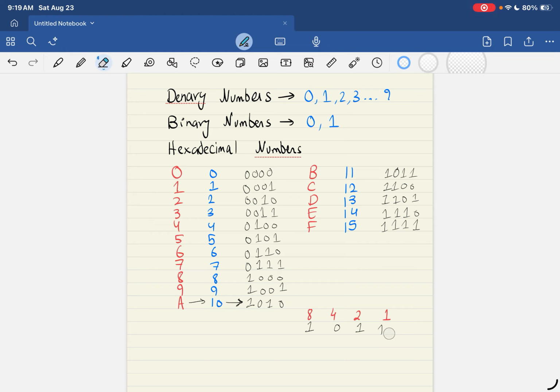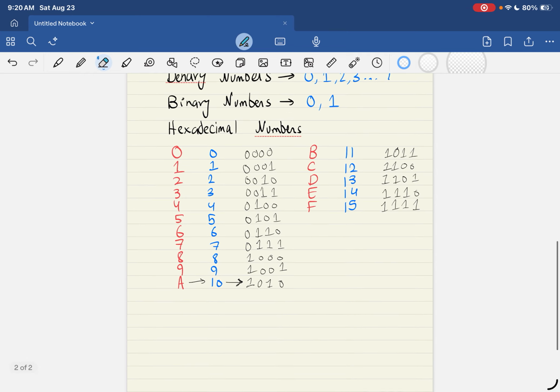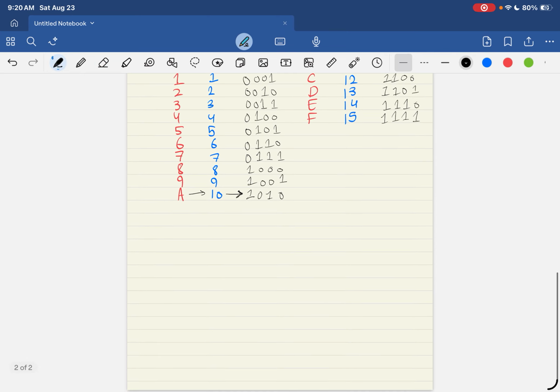That's why we used exactly 4 bits, because the maximum sum of all these bits, when all of them are 1, is 8 plus 4 plus 2 plus 1, that's 15, which is exactly equivalent to F in our hexadecimal number system. Now let me also cover one more conversion over here, but this video is getting long. I'll probably do that in the next video.